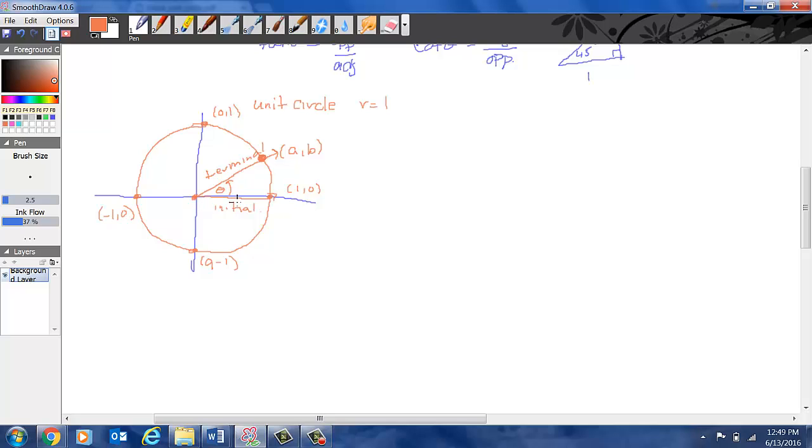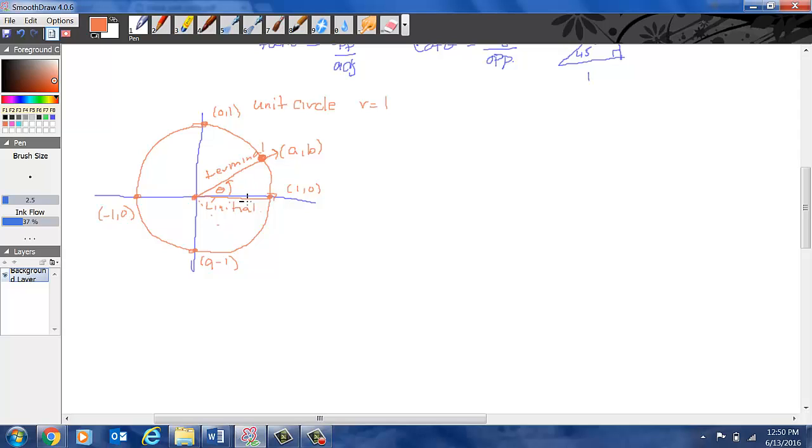So basically, this is where it starts and this is where it stops. An angle is considered to be in standard position if the initial side is on the positive x-axis. When we go in this direction, that would be counterclockwise, which is a positive angle. If we were drawing an angle down this way, that would be a negative angle.